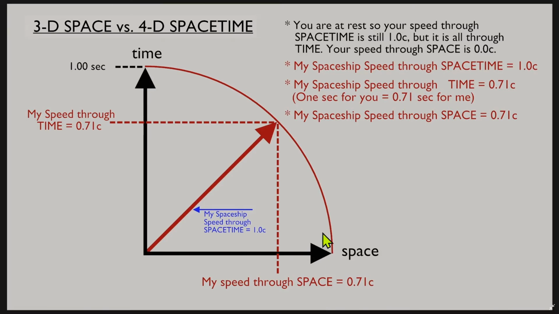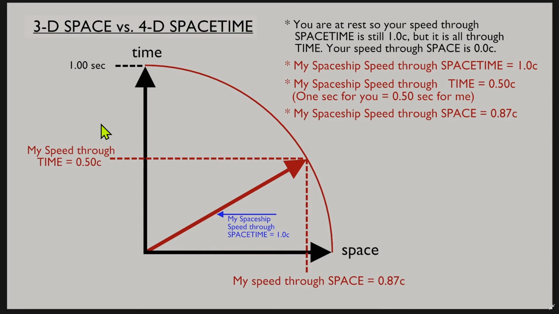Let's look at another. Again, you see the vector rotate further as I go faster. Now I'm at 71% the speed of light. I'm still moving through space, 71% the speed of light. That's the 3 dimensions of space. I am still moving at the speed of light through 4-dimensional space. My speed through time is now only 0.71, and so you've got a second that goes by on your watch, but only 0.7 seconds go by on mine.